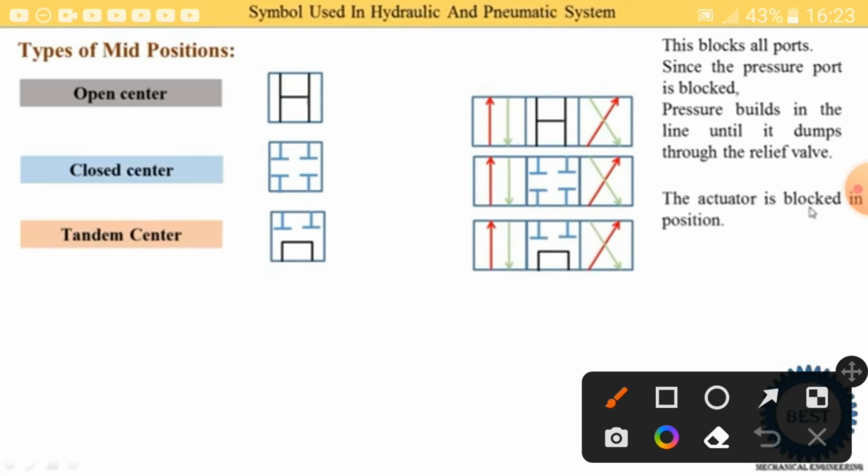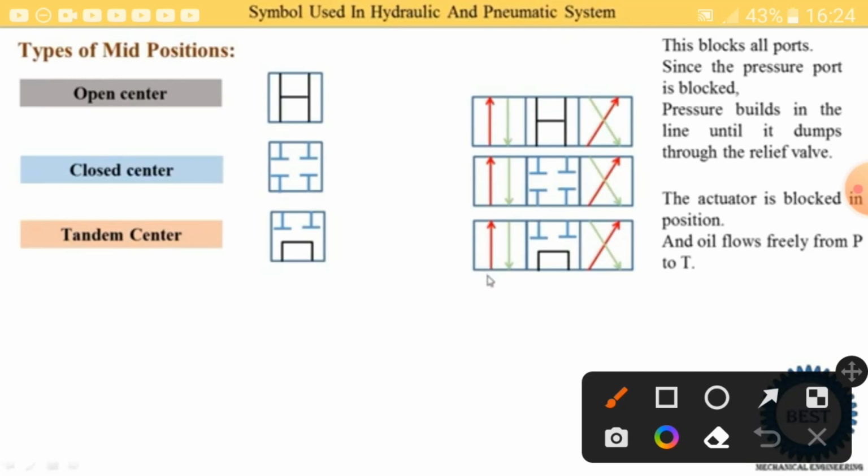The actuator is blocked in position because the oil is not supplied from the P port to A and B. It goes back to the reservoir from the T port. The oil flows freely from the P to T ports. Generally, inside this directional control valve, the pipe is provided, or it is solid, and holes are provided according to the directions.